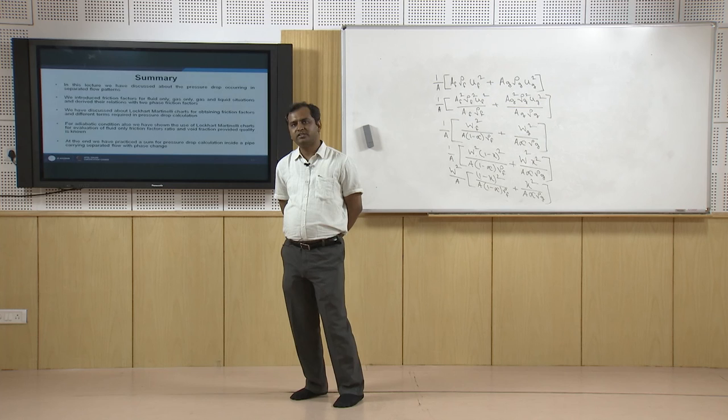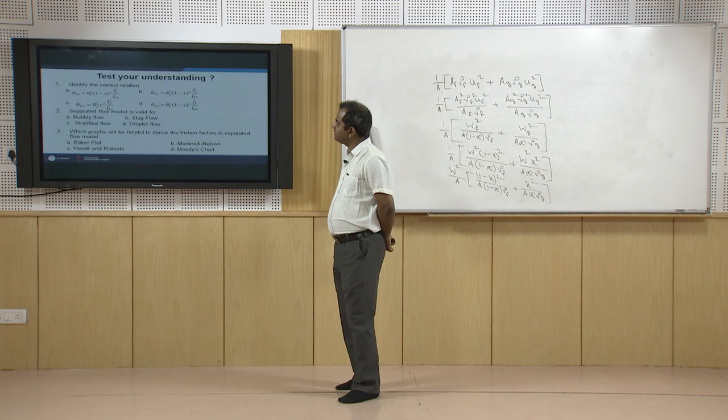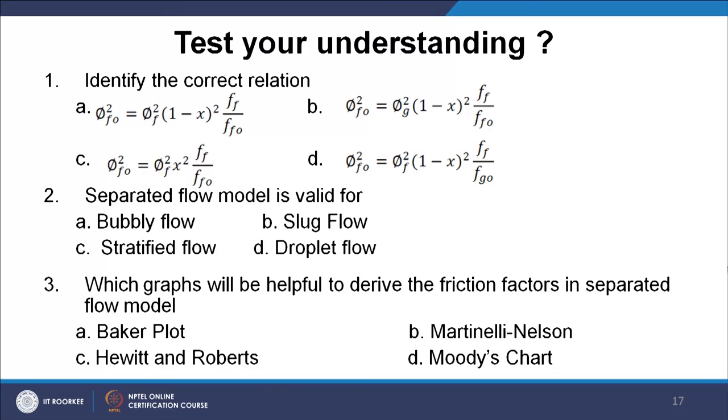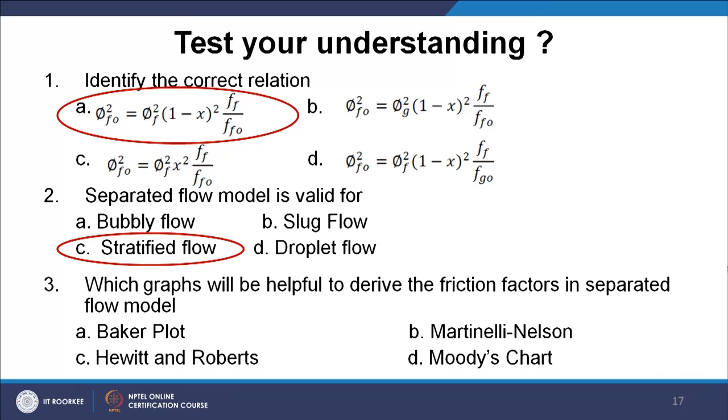To test your understanding, let us see the questions, identify the correct relations. We are having four relations. I think you can identify the correct one. The answer is part A. Similarly, separated flow model is valid for four options we are having: bubbly, slug, stratified and droplet. Correct answer is stratified. Third one, which graph will be helpful to derive the friction factors in separated flow model? Baker, Martinelli-Nielsen, Hewitt and Roberts, and Moody's chart. By now, obviously, you have understood that correct answer is Martinelli-Nielsen.